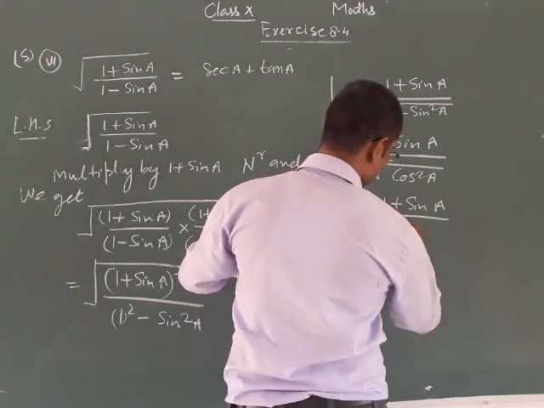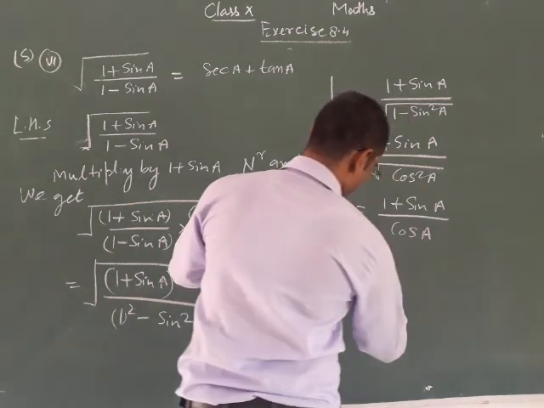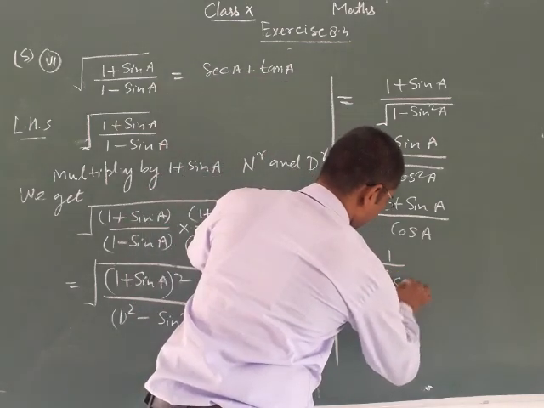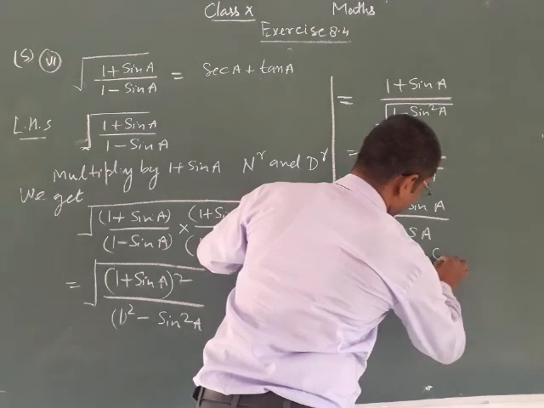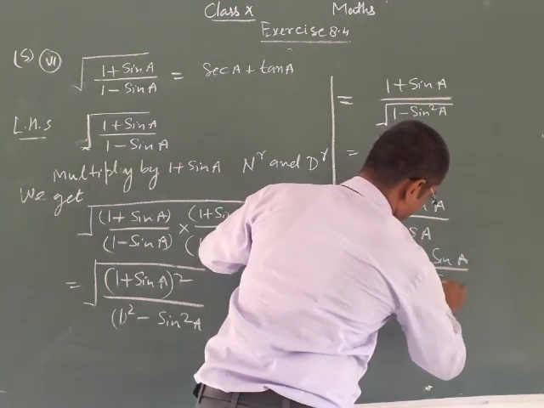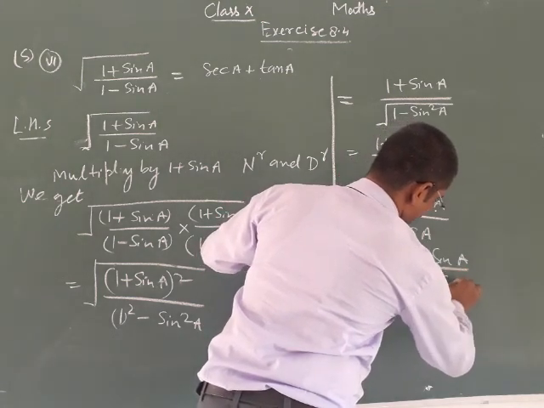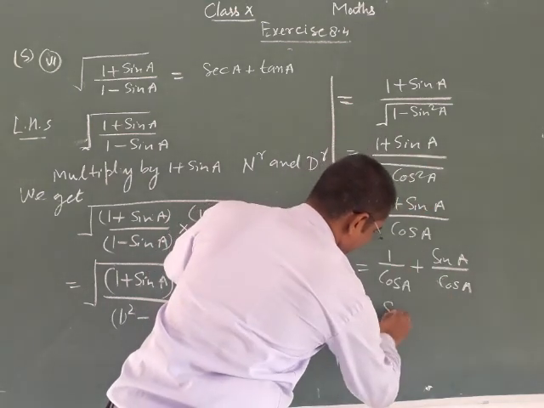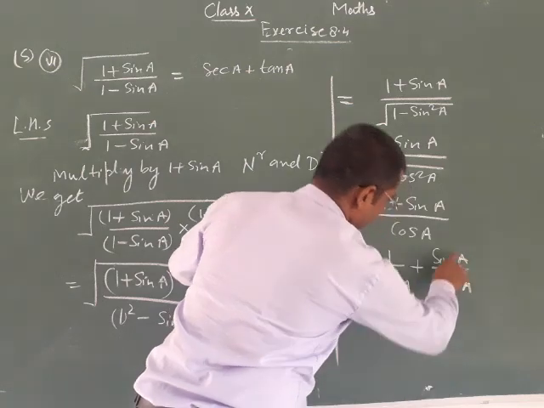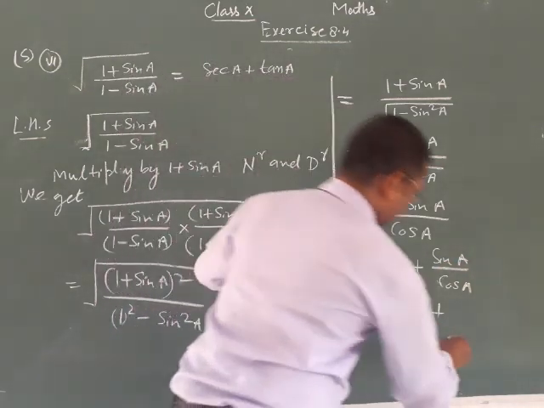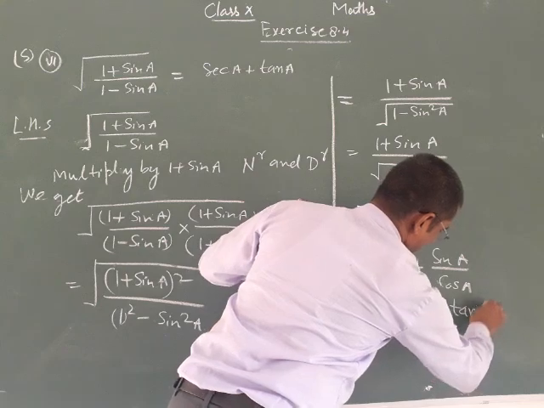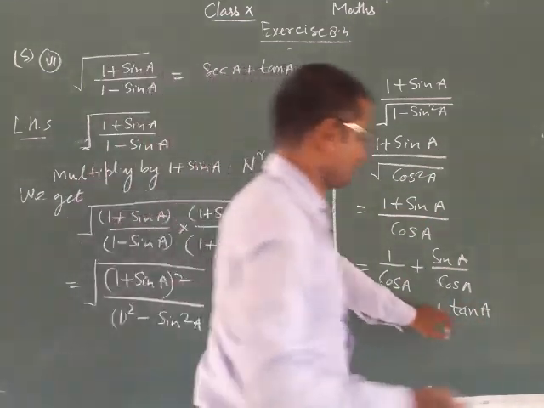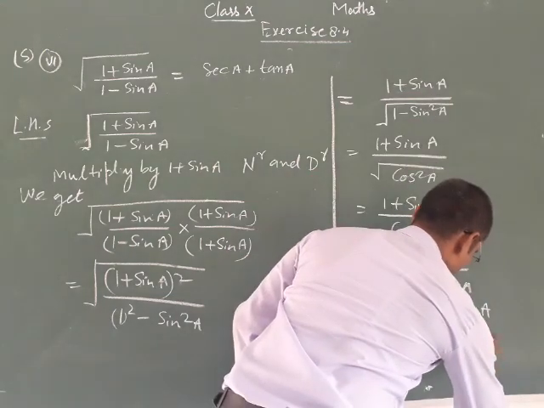So we get (1 plus sin A) upon cos A. Separating, we get 1 upon cos A plus sin A upon cos A. So 1 upon cos A is sec A, and sin A upon cos A is tan A. So this is sec A plus tan A. Proved.